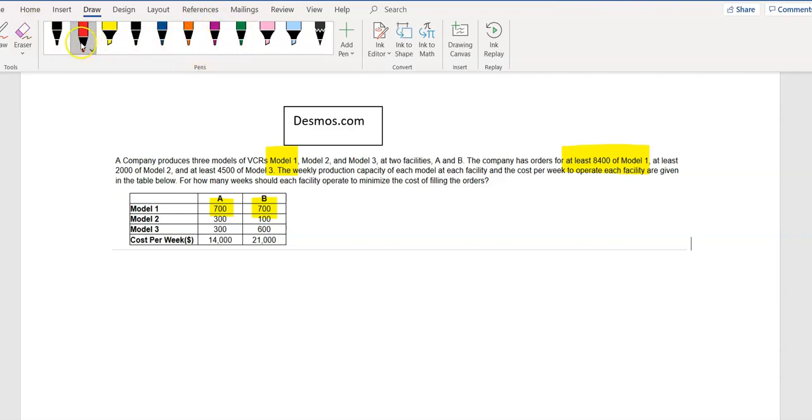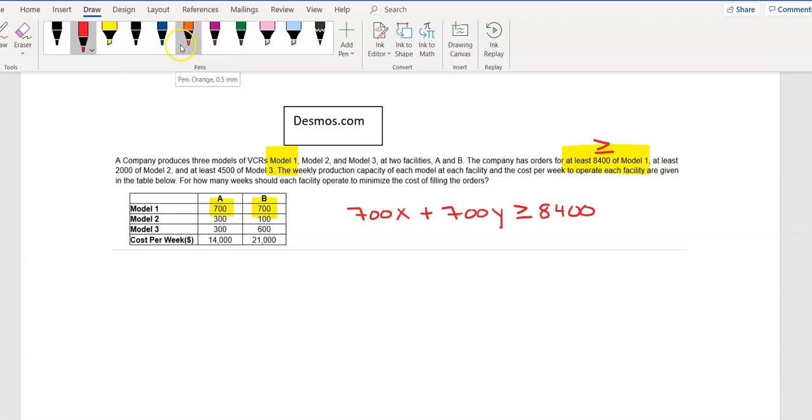So I'm going to write that using red again, since I used red for the first one this morning. What we know is 700 of Model 1 are produced at Facility A, so that would be 700x, and same idea for Facility B. 700 are produced there, so 700 times y, and that's 700 per week. And we need at least 8,400. At least is greater than or equal to, so it's going to be greater than or equal to 8,400. So there's our first inequality statement.